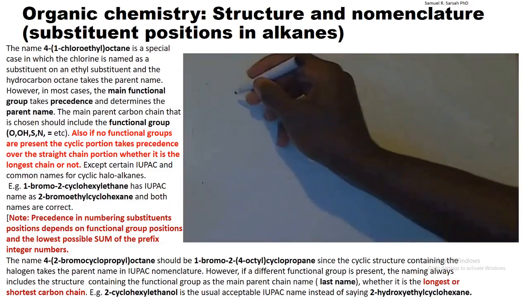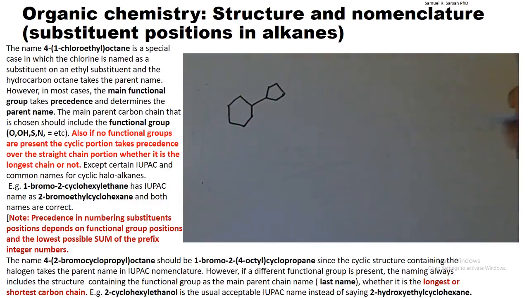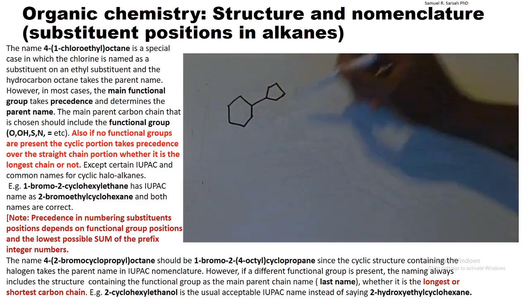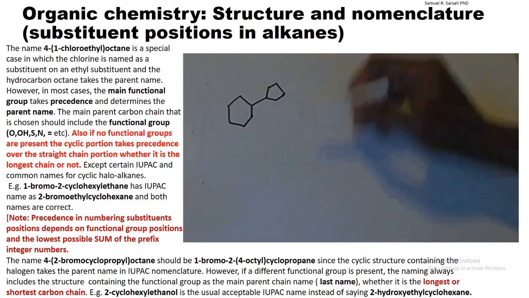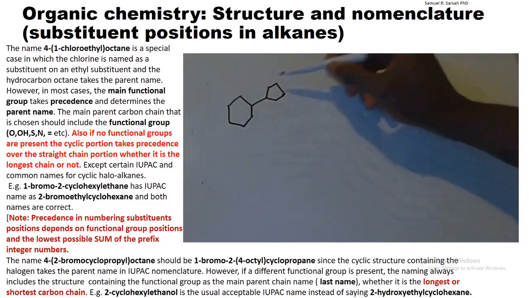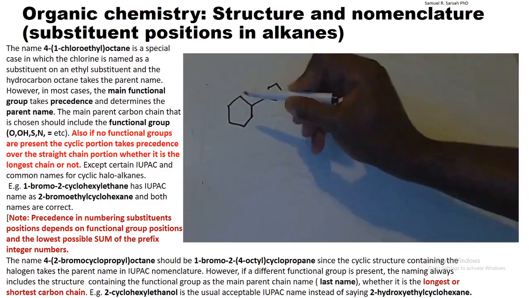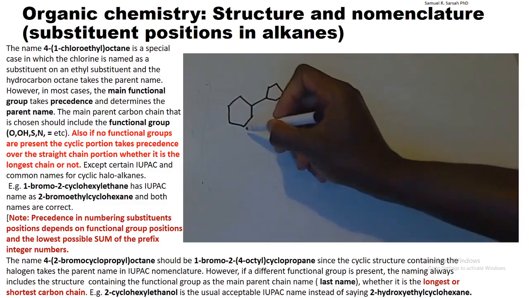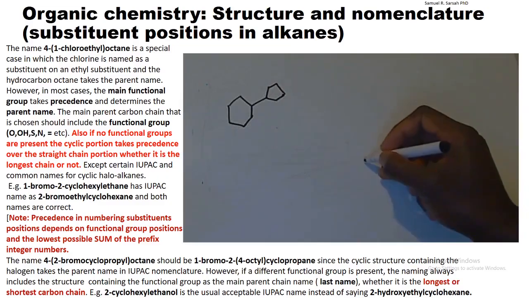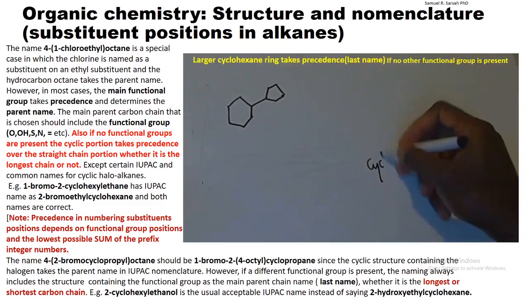Alright, different compounds. So this is cyclohexane and this is cyclopentane. Now obviously cyclohexane is a bigger ring than cyclopentane. So we're going to take this as our parent and write cyclohexane.